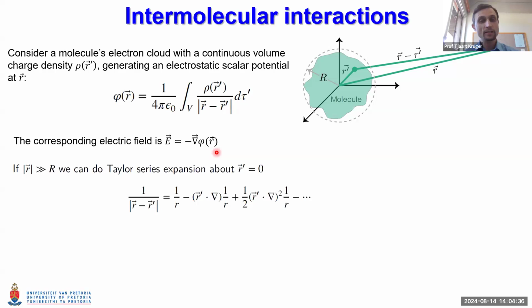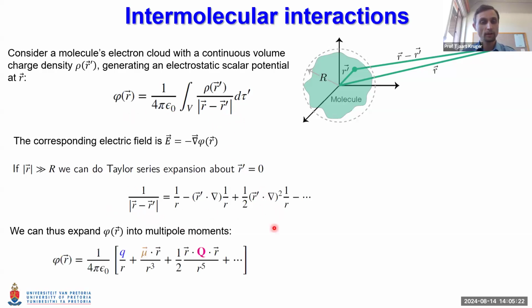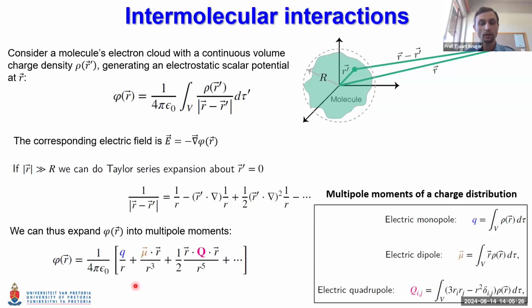So now we can Taylor expand this 1 over the difference between the 2 position vectors that we are considering. We expand this around r prime equals 0, so around the origin of our coordinate system, and here are the different terms of our Taylor expansion. This is obviously only applicable when our position is far enough away that we can approximate the molecule with a sphere. Okay, we can now expand our scalar potential into multipole moments by substituting this expression into the one up here. So this is what we then get, and all these different terms are then related to the different multipole moments of a charge distribution.